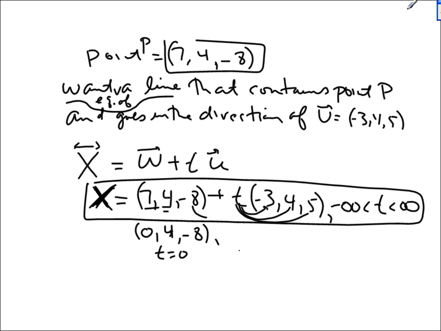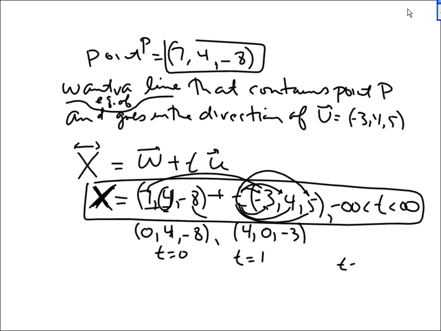Well, now, if we let t equal 1, you're going to have 7 plus 1 times negative 3. That is 7 minus 3, which is 4. And then you're going to have 4 plus 1 times 4, which is 8, trust me. And negative 8 plus 1 times 5 is negative 3. That's the second point on the line.